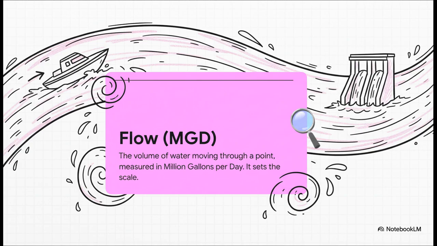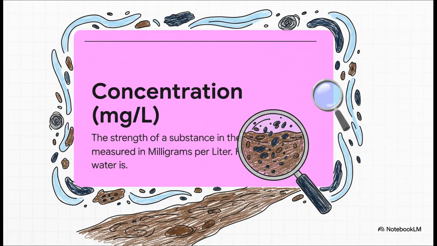Okay, first up, we've got flow. This is measured in a unit you'll hear all the time, MGD, which just means million gallons per day. This is the how much part of the equation. Just picture that river again. Is it a tiny little creek, or is it the Mississippi? The flow tells you the sheer volume of water you're dealing with. Next, we have concentration. This is measured in milligrams per liter. So, if flow is the size of the river, concentration is how muddy that river is. It's the how strong piece of the puzzle. It tells us how much gunk is actually packed into every little bit of that water.